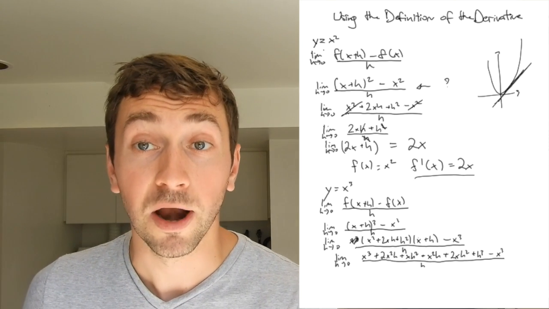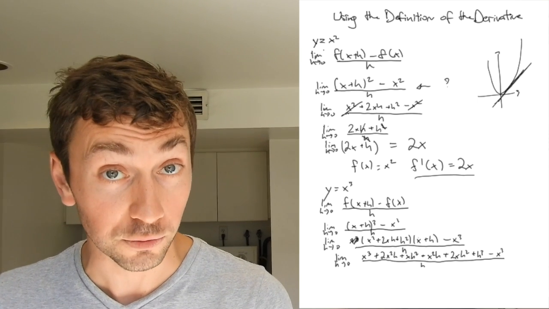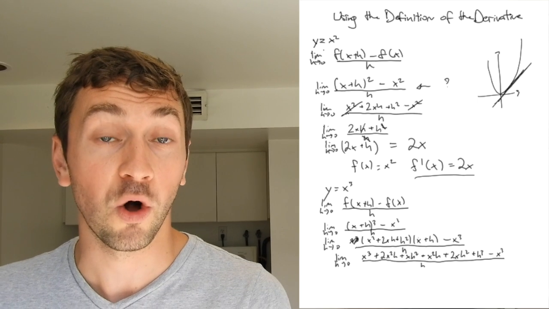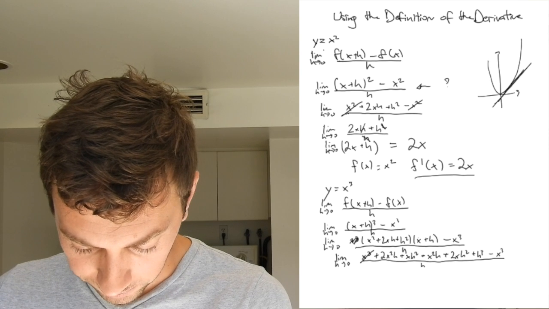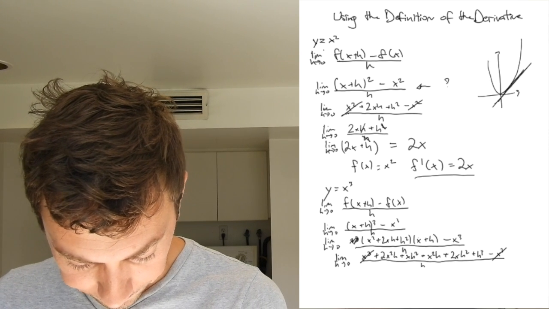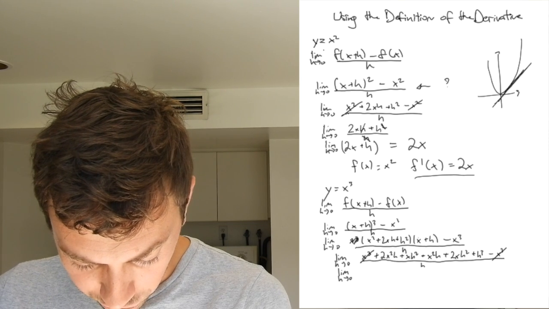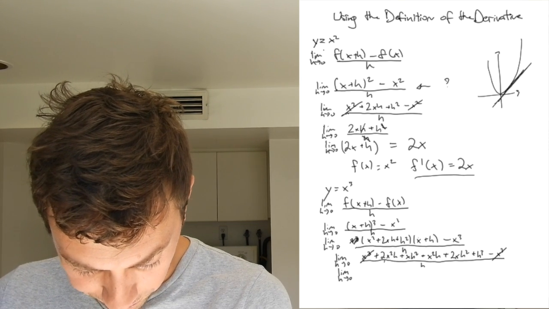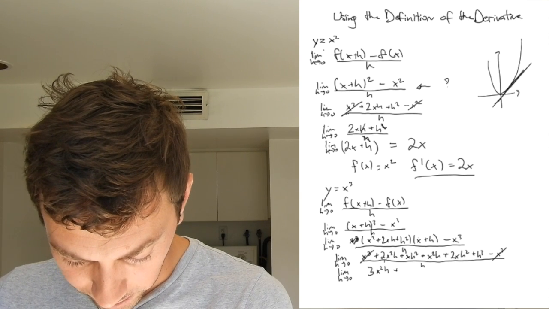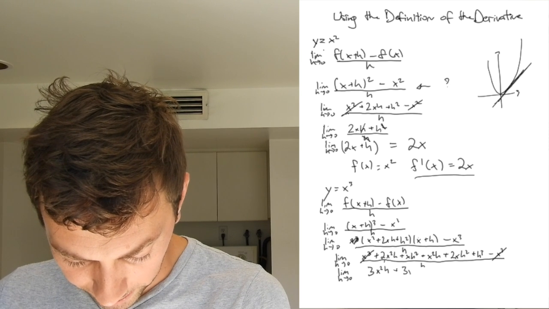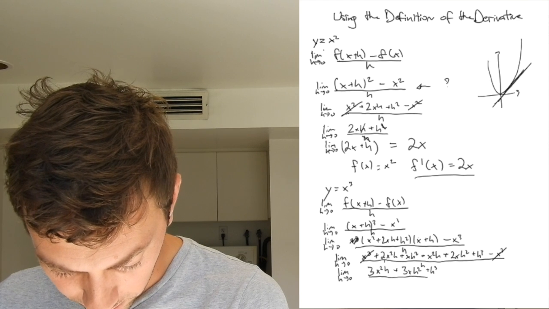Okay, look, on the top there's quite a bunch of garbage, but I'm sure you can do it too. If we look carefully, we get a whole bunch of things happening. Firstly, I have an x cubed that cancels with a minus x cubed. And I have a 2x squared h and an x squared h, so I have 3x squared h. And I have xh squared and 2xh squared, so 3xh squared plus h cubed, all over h.